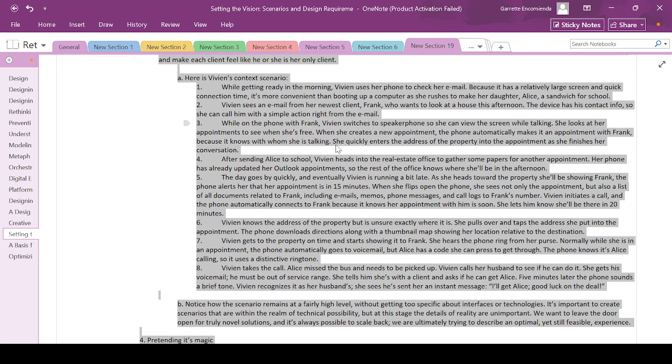She moves to the home button and checks the calendar. When she creates a new appointment, the phone automatically makes it an appointment with Frank because it knows with whom she is talking. So it's immediate. She quickly enters the address of the property into the appointment as she finishes her conversation.